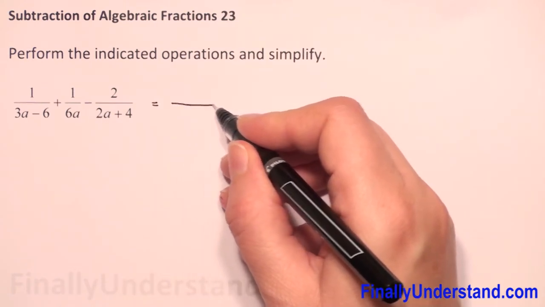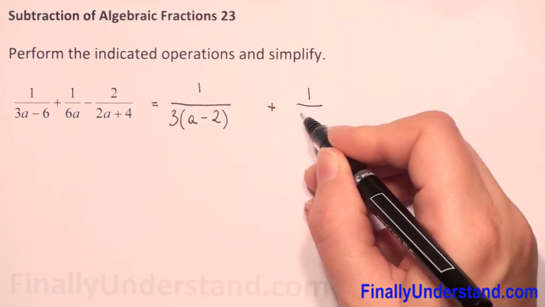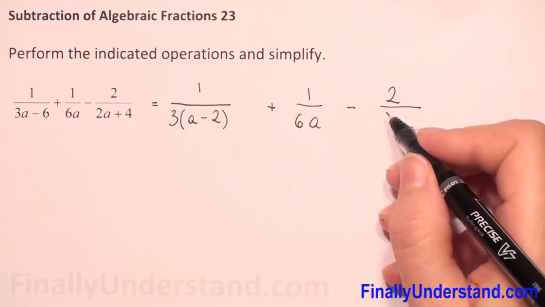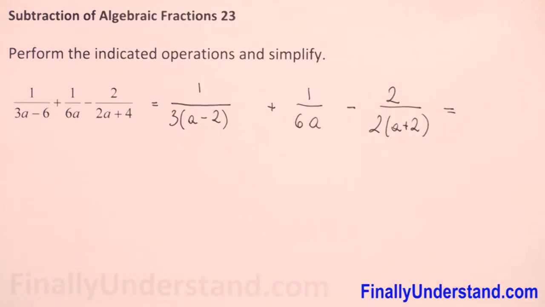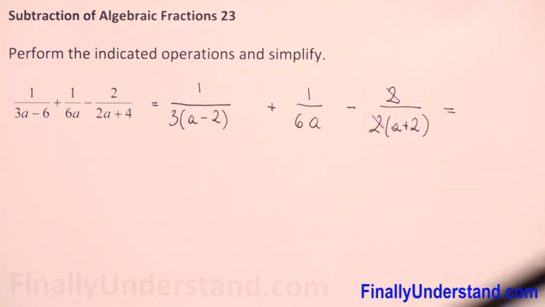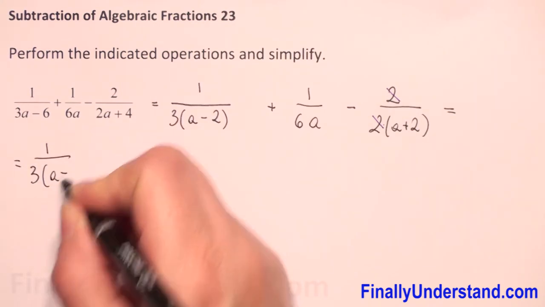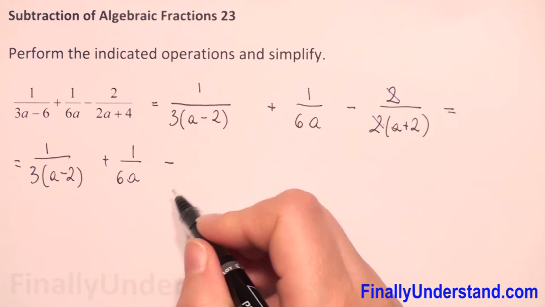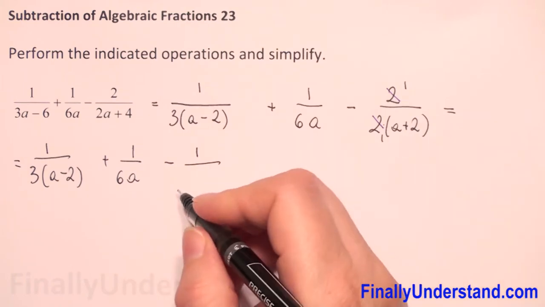So let me rewrite this. It will be 1 over 3 times a minus 2, plus 1 over 6a, minus, we have 2. We will factorize 2, so it will be a plus 2. So this is equal. We have 2 and 2. We have multiplication, so we can reduce this 2. So we can rewrite one more time. We have 1 over 3 times a minus 2, plus 1 over 6a, minus, of course, when I divide 2 by 2 is 1, and 1, so 1 will be in the numerator, and 1 times a plus 2 is a plus 2.